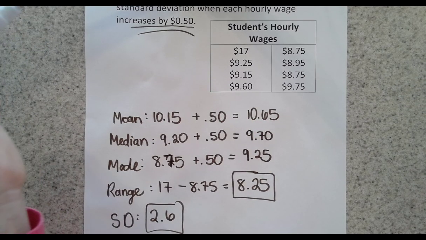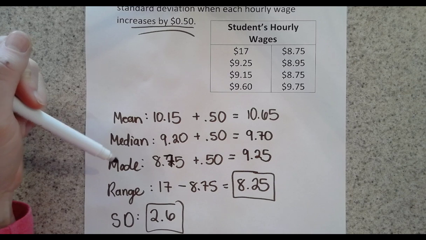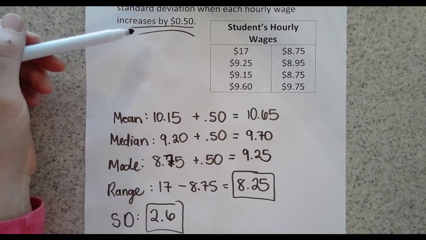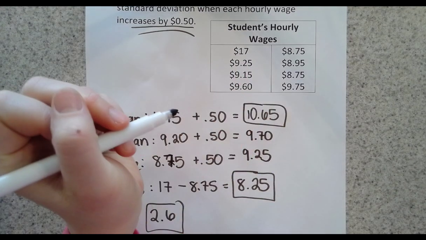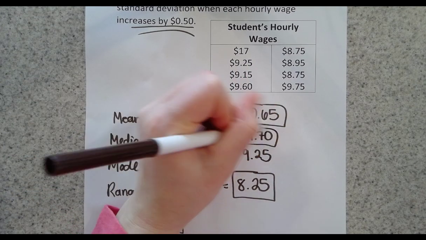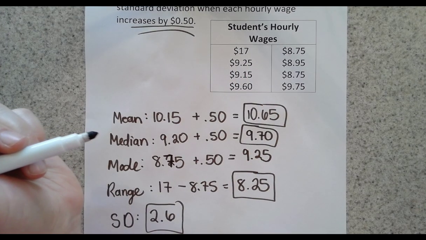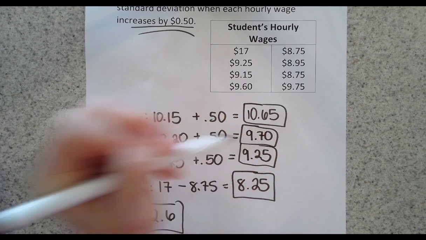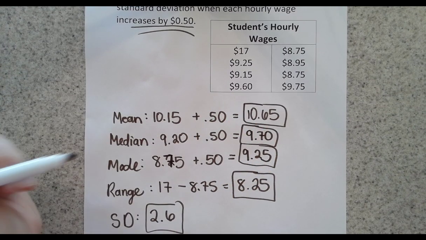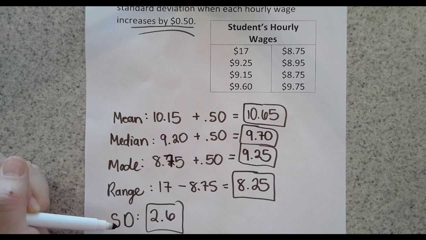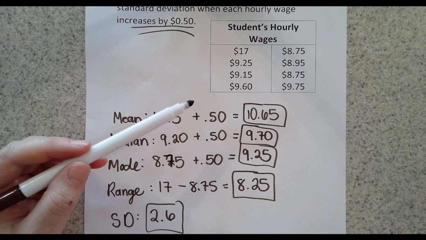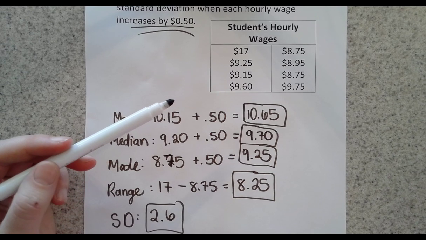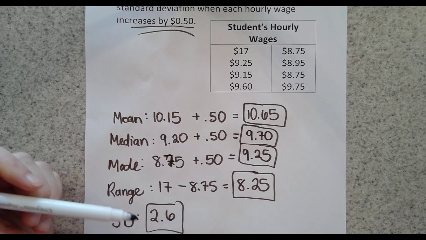All right, so the mean, median, and mode with the hourly wages each increasing by 50 cents are now $10.65. Median is $9.70 and mode is $9.25. The range and standard deviation did not change since every wage was increasing by 50 cents exactly. Okay, so these are my final answers.